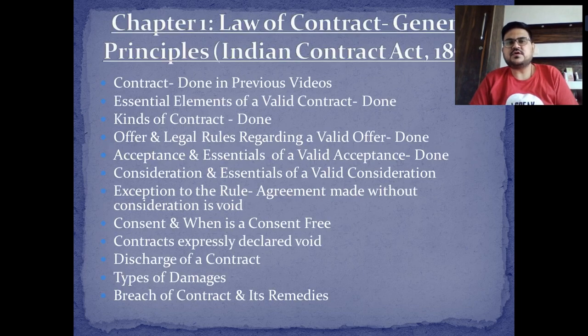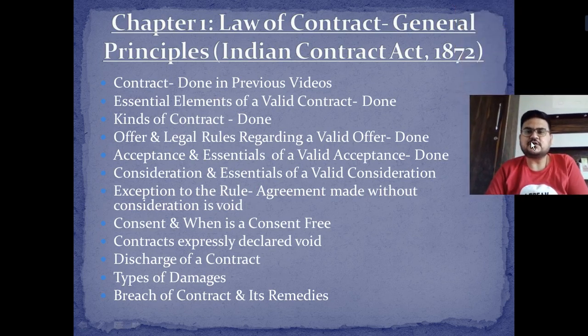I'll just quickly give you a review of what is there in chapter 1. So chapter 1 is about the Indian Contract Act 1872, and it covers what is a contract, what are essential elements of a valid contract, kinds of contract, offer and legal rules regarding a valid offer, acceptance and essentials of a valid acceptance. So we have completed till here in the previous class.